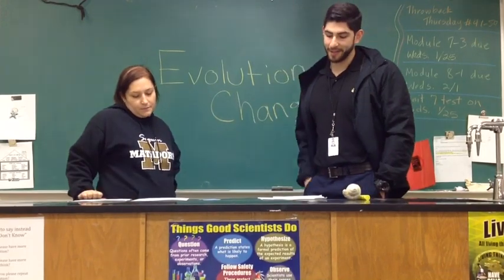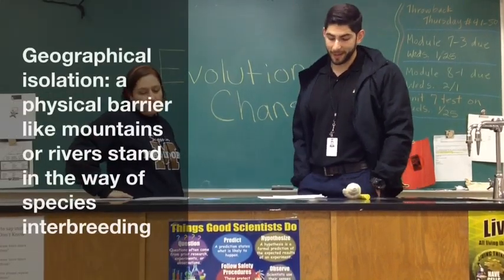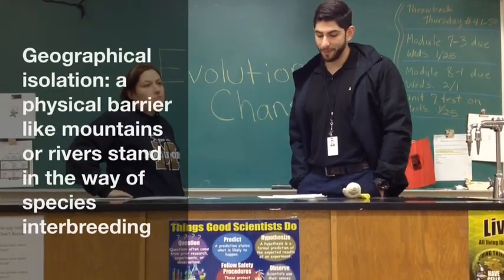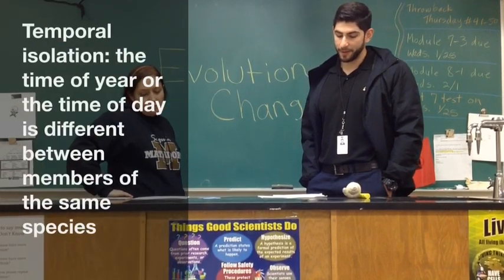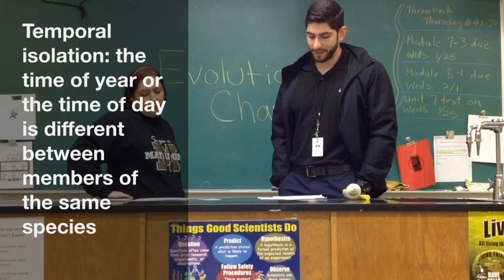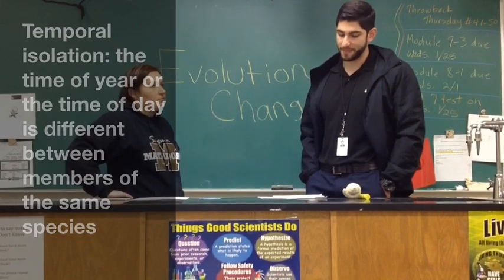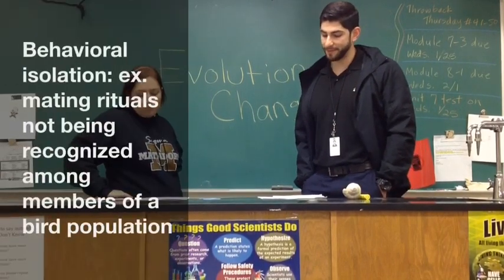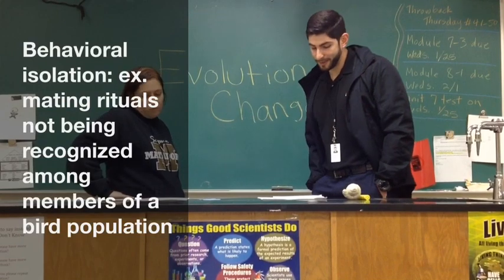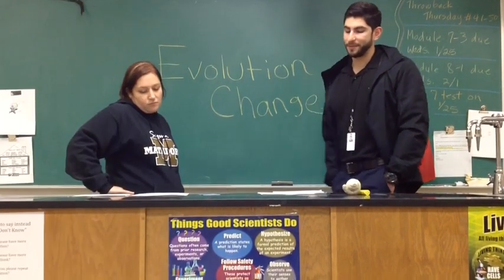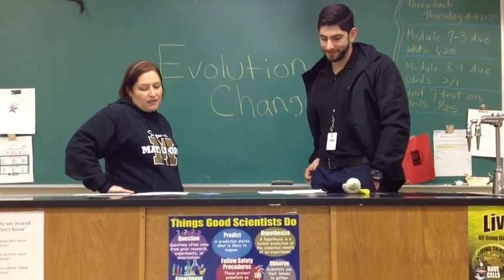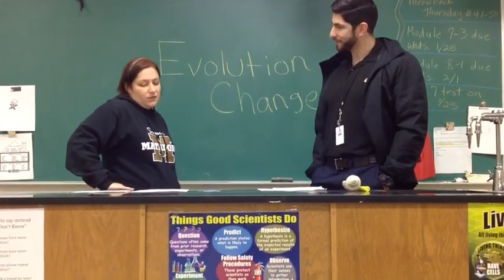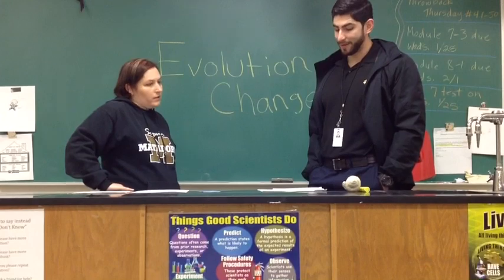Geographical isolation is when a physical barrier like mountains or rivers gets in the way of species interbreeding. Temporal refers to when the time of year or time of day for interbreeding is different between members of the same species. Behavior isolation describes when mating rituals are not recognized among members of, say, a bird population. There are a lot of things that can reduce the chances of the species interbreeding.